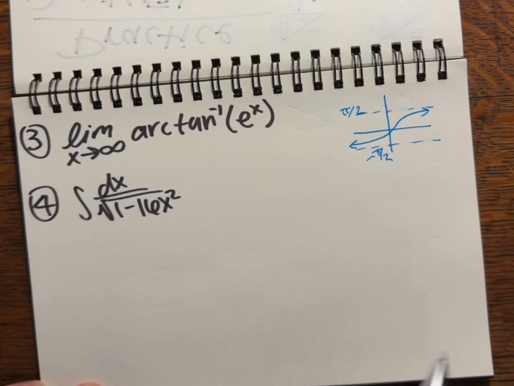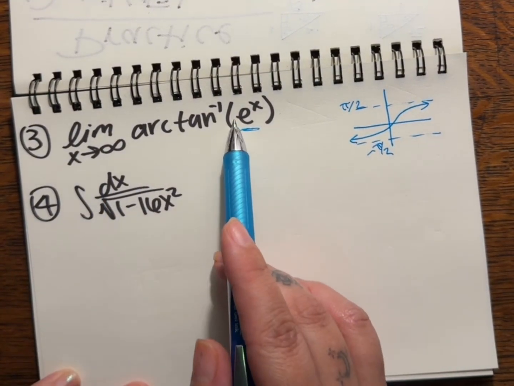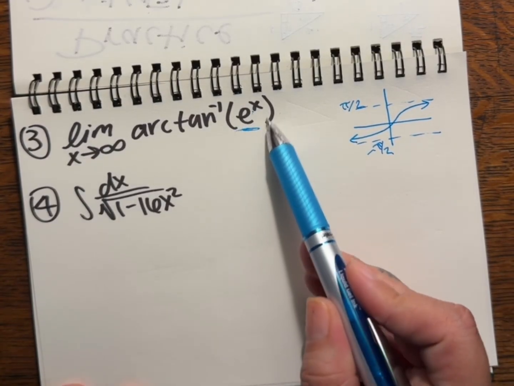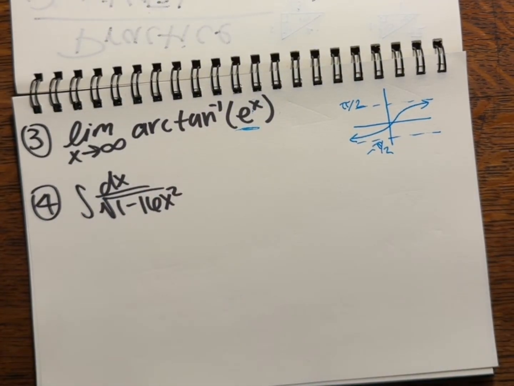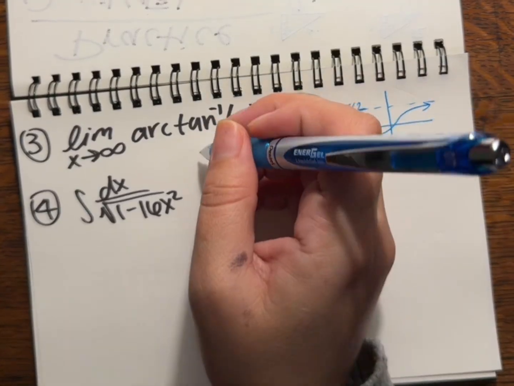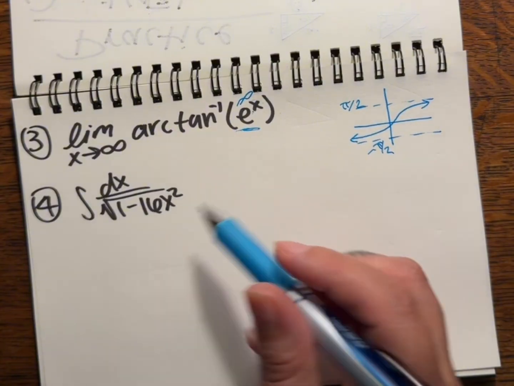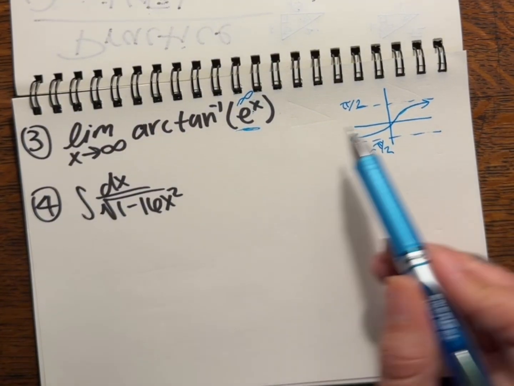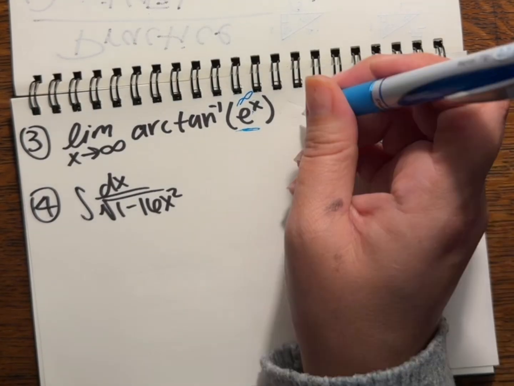And so first, let's see what this value here approaches as x approaches infinity. So e to the power of x, as x gets larger and larger, this whole value is going to get larger and larger, right? Because it's 2.7 something to the 2, to 3, to 4, all the way to infinity. So this is going to approach infinity. And as we approach infinity on the arctan or inverse tan function, we are approaching pi over 2. So this is going to be equal to pi over 2.